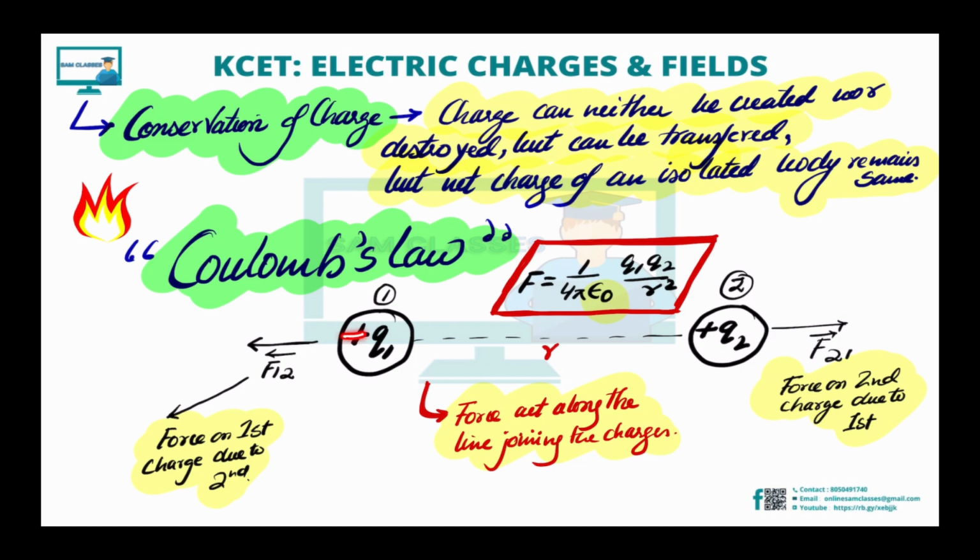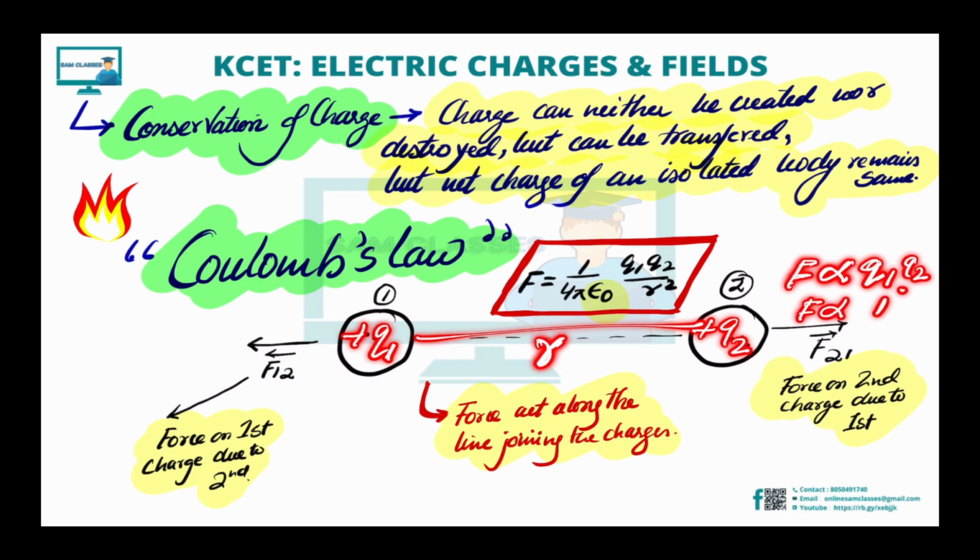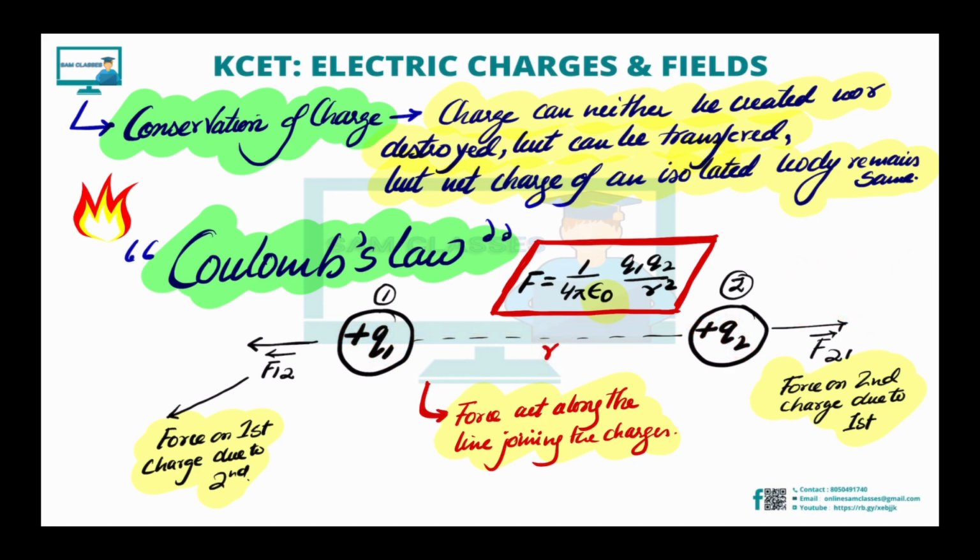So what Coulomb found out is, if you have two charges, Q1 and Q2, they attract each other or repel each other. The force that they exert is directly proportional to the product of the charges and inversely proportional to the square of the distance between them. So you found out two things: the force between two charges is directly proportional to their product, and the force is inversely proportional to the square of the distance between them.